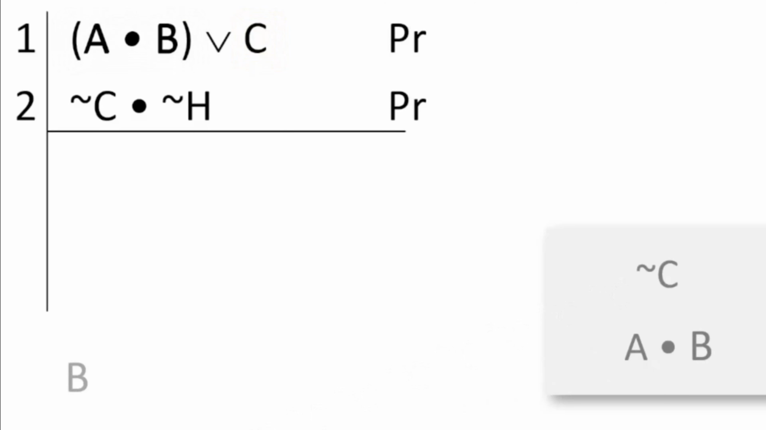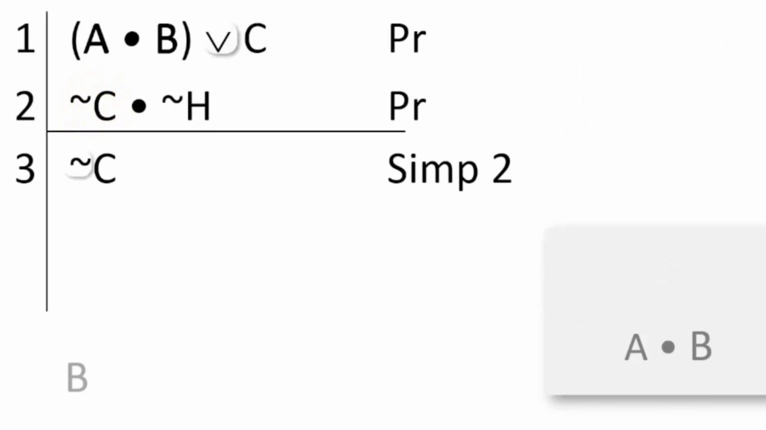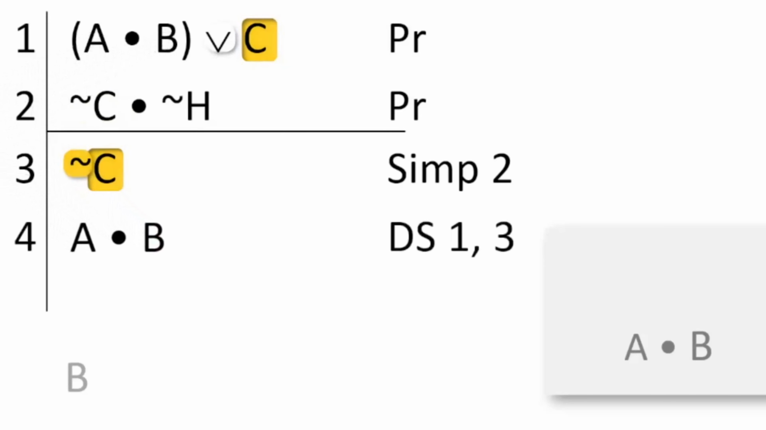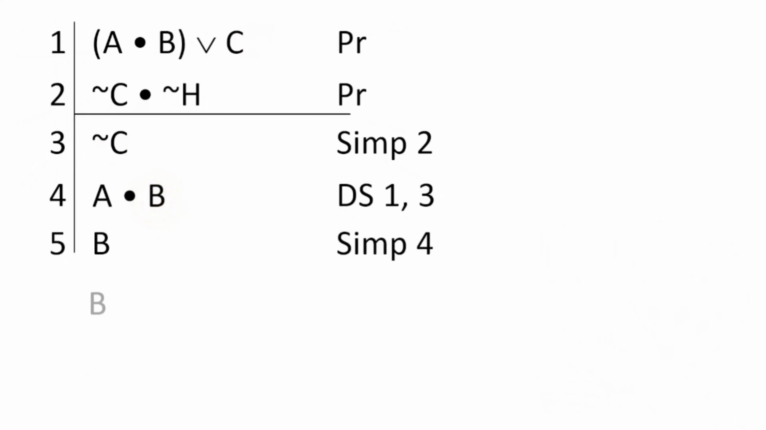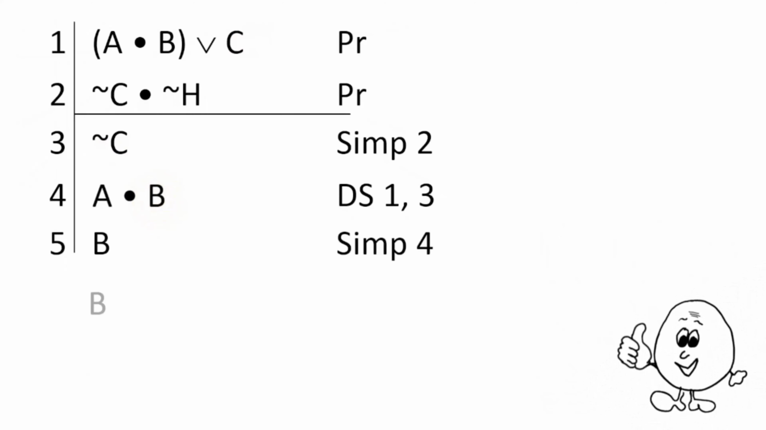We can by simplification applied to line 2. So let's do it. We apply simplification to line 2 to get not C. We have the negation of the second disjunct in line 1, so we can derive the first disjunct. The remaining step is just a matter of applying simplification again. We got what we wanted. The proof is done.